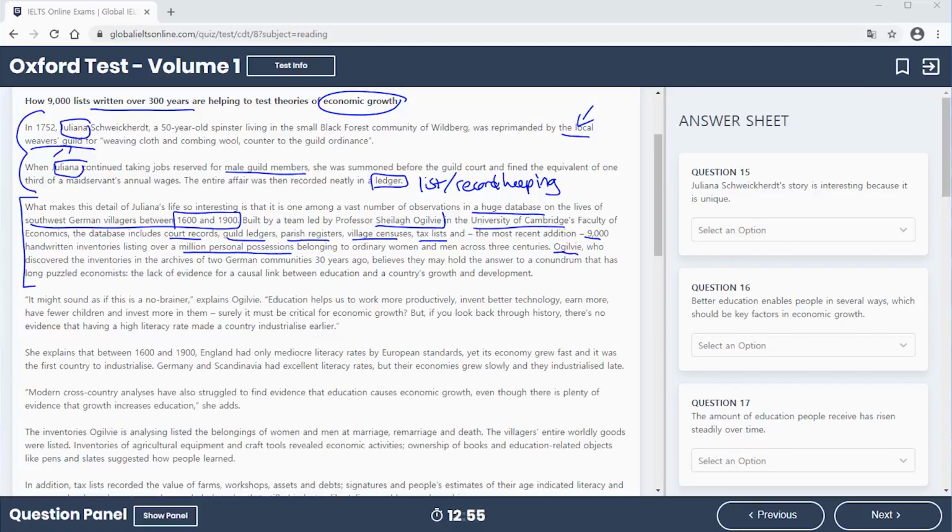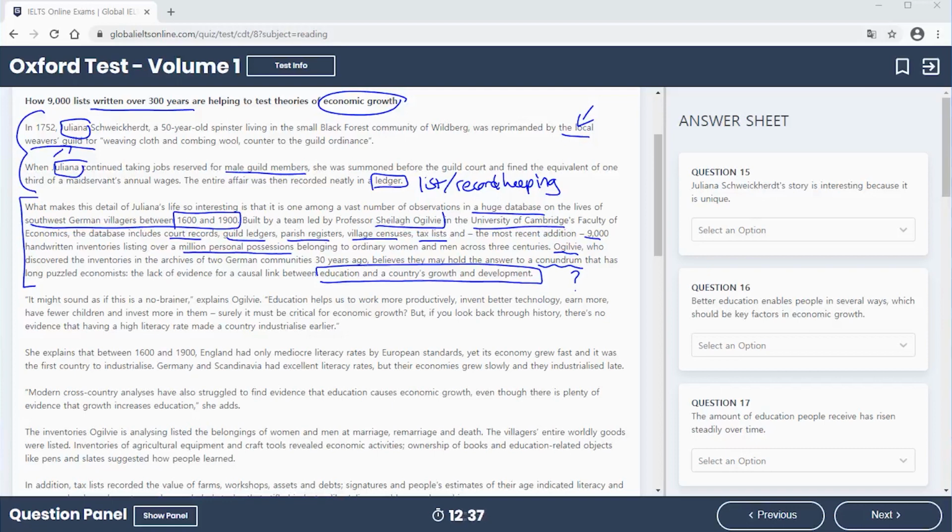Ogilvy believes that they may hold the answer to a conundrum that has long puzzled economists: the lack of evidence for a causal link between education and a country's growth and development. Okay, so now I've read this paragraph, I sort of get a feeling for what the topic of this whole article is.